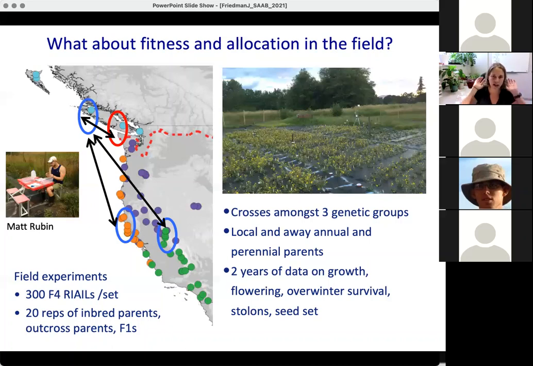We, in the greenhouse, did 2 generations of crossing to reshuffle all the genes for these 3 different genetic groups. And then we put 300 of these recombined F4s back into the field from each set. We also had 20 field replicates of the parents and F1s. So in total, we had about 1,800 plants in this field site that we then monitored for 2 years of growth, flowering, overwinter survival, stolons, and seed set.